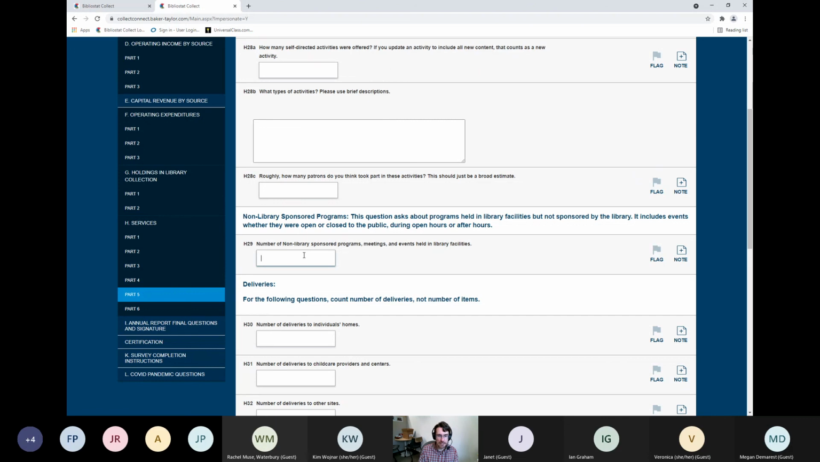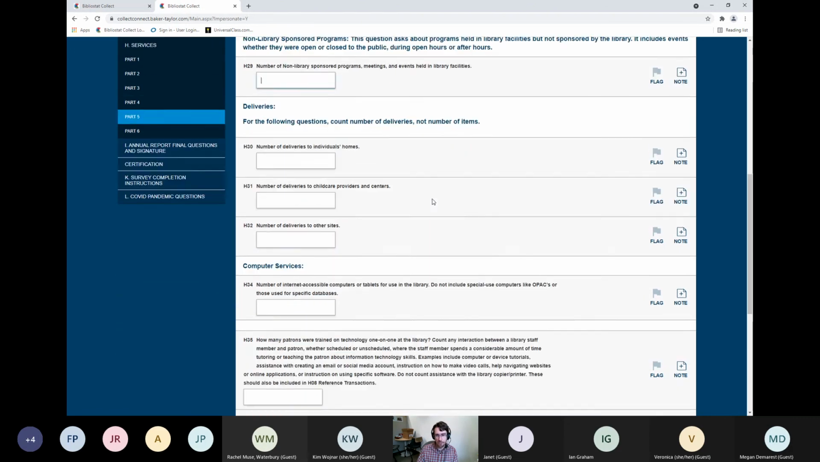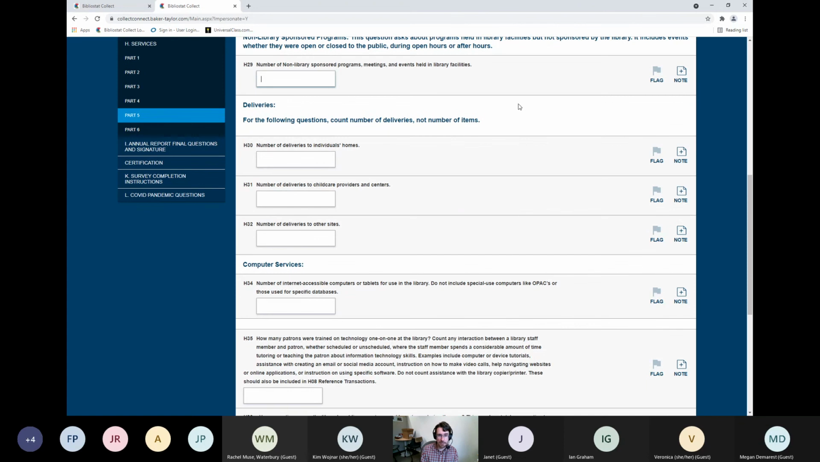Okay, next is deliveries. These used to be called outreach, but it's really asking about deliveries. So in 3 categories, and for deliveries, we want to know I made a delivery, not how many items you delivered. It's just a delivery. The first one is to individuals' homes. I made a delivery to a patron's home and dropped off X amount of books. That's great. The answer is 1 each time, and it doesn't matter whether they're circulating books that are going to come back, or freebies that you're not getting back. Either way, it counts as 1.